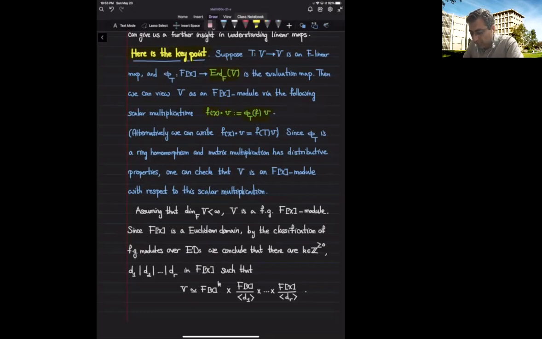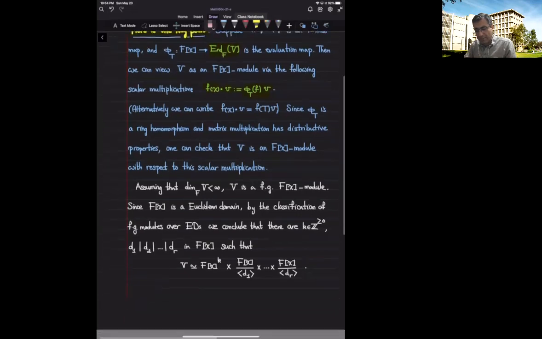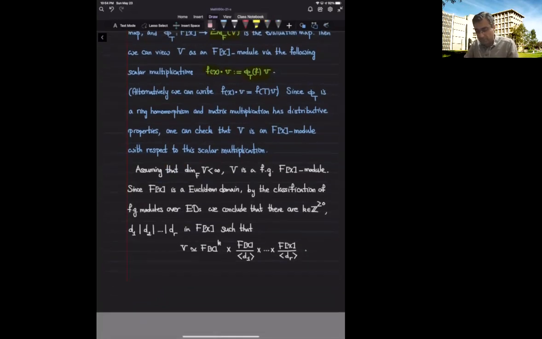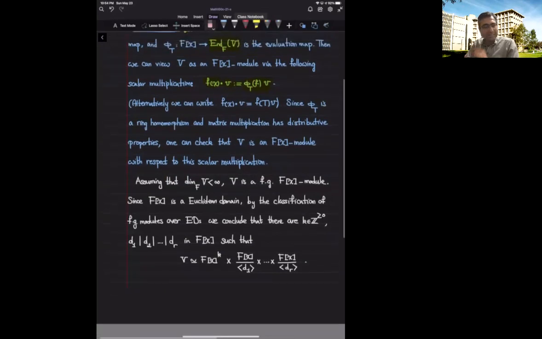Now the distribution properties are rather easy, again because phi sub T is a ring homomorphism and linear operations or matrix multiplications are distributive from both sides. It's a good exercise to write down the details and make sure that it is indeed a scalar multiplication, but it is rather straightforward, so I leave it to you to check all the details. So this is indeed a scalar multiplication.